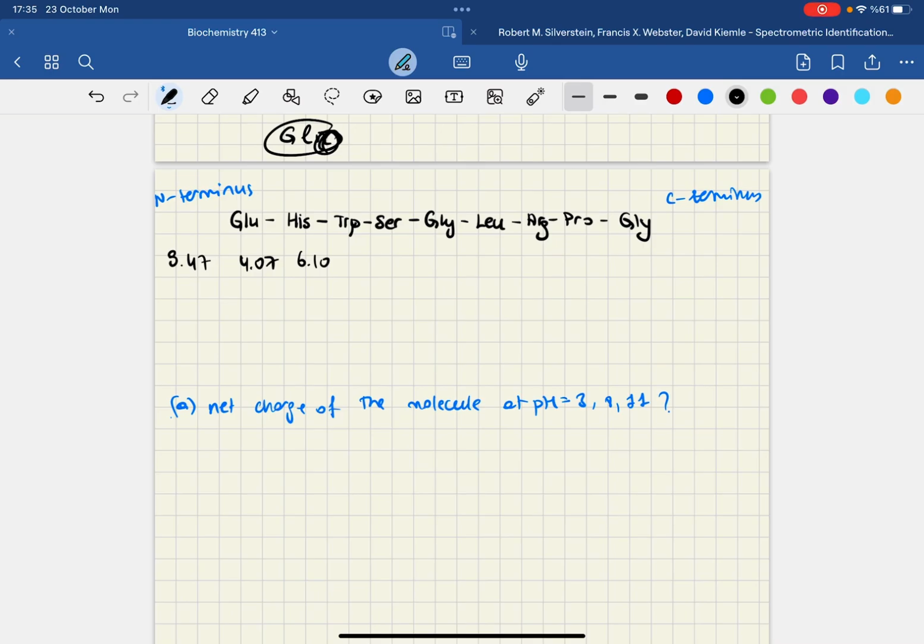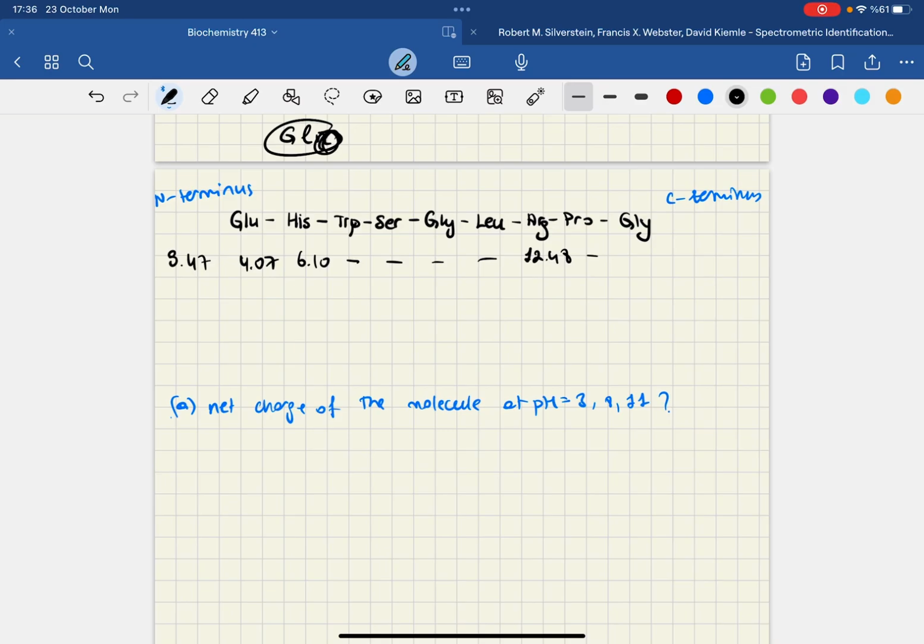Tryptophan has no acidic nor basic side chain. Therefore, I just put a dash there. Serine similarly has no acidic nor basic side chain. And then we have glycine, which is similar. We have leucine. Let's see if leucine has a side chain pKa. No. We go to arginine, and arginine has a side chain pKa of 12.48. We have proline. Proline is also similar to previous examples.